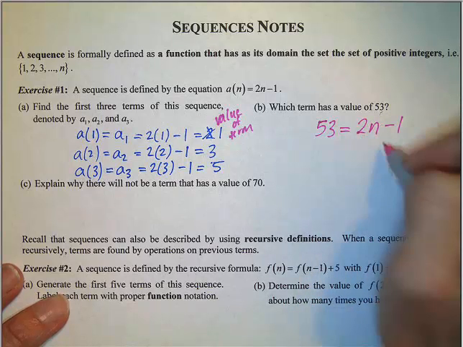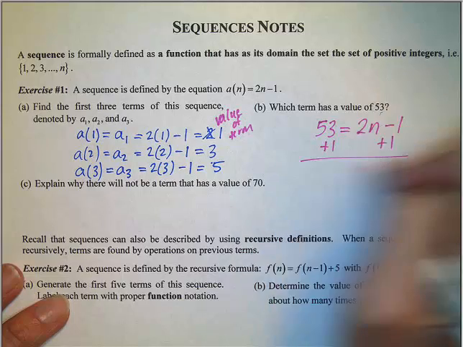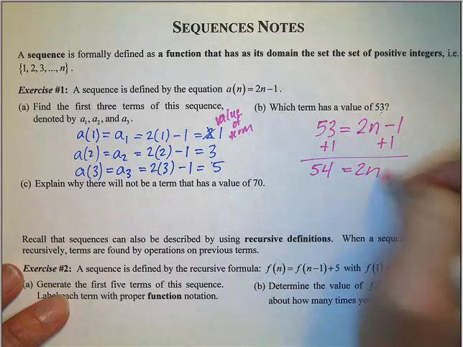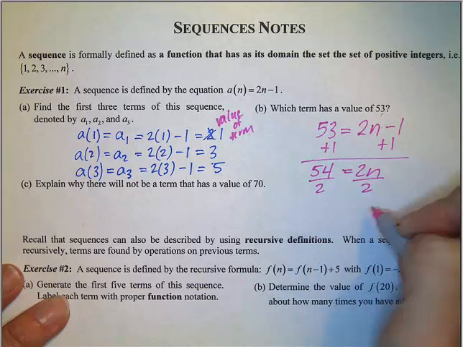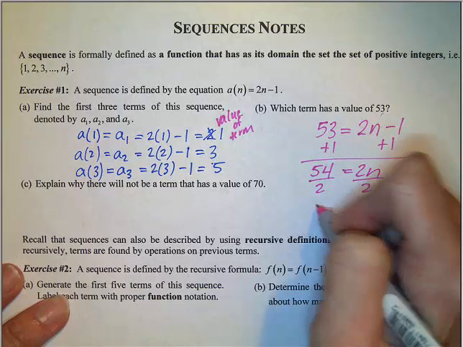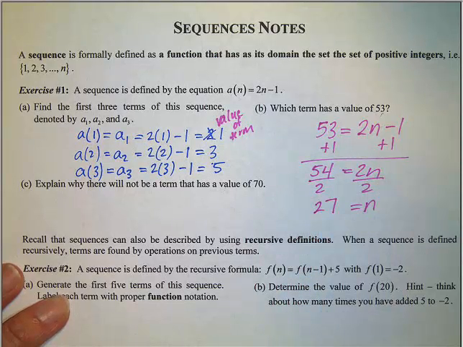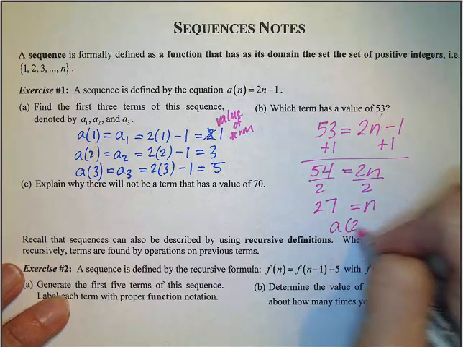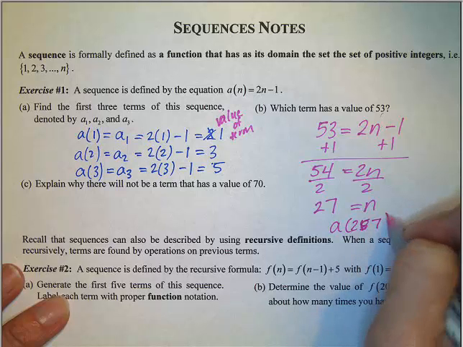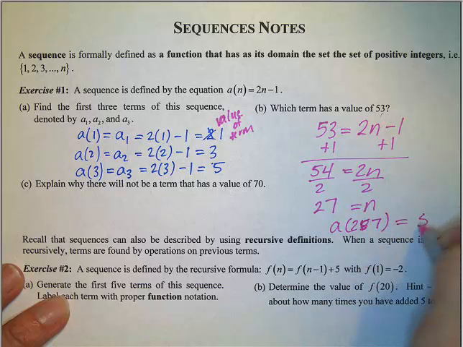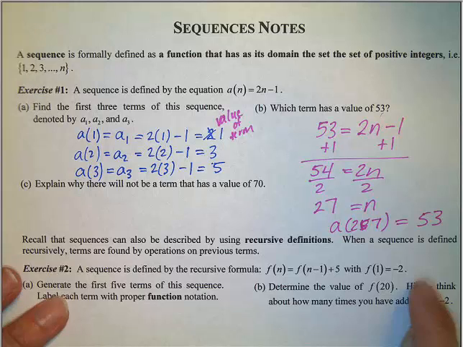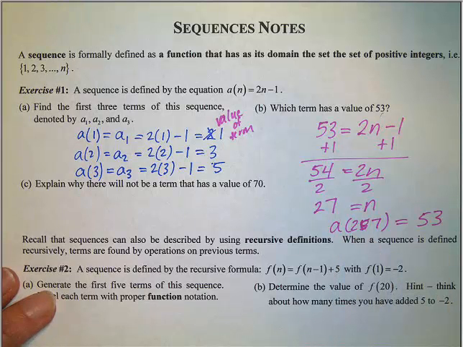So add 1. So 54 equals 2n, divide by 2. So n equals 27. So the 27th term, so a of 27, that's not a 7, a of 27 is 53. So the input is 27, the output is 53. Right back to our function notation.